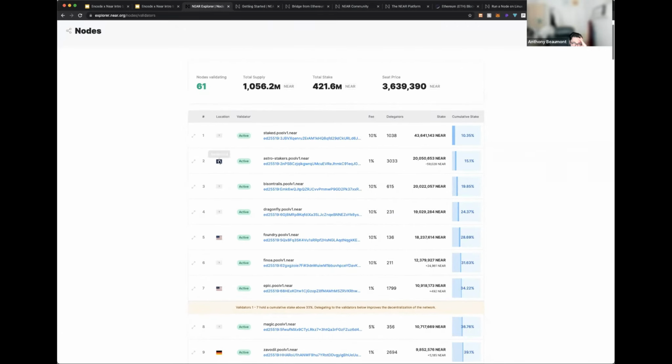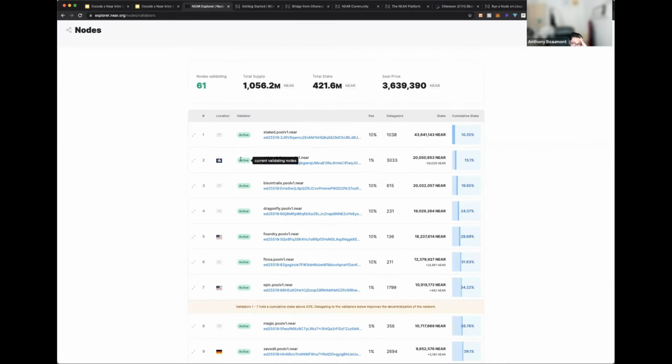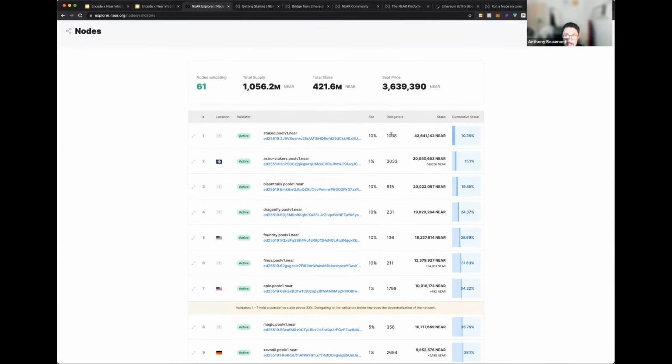Anyway, so we can see broadly where the node is. This one's in Antarctica. Somehow I don't believe that. Maybe it is. Is it active? What percentage fee is it getting? How many delegators, people who have Near tokens, want to give it to this node to run on their behalf and then share the fees? And what they've staked. Obviously, if you've got more stake, you've got more reputation, and you're more likely to get the chance to validate a transaction.